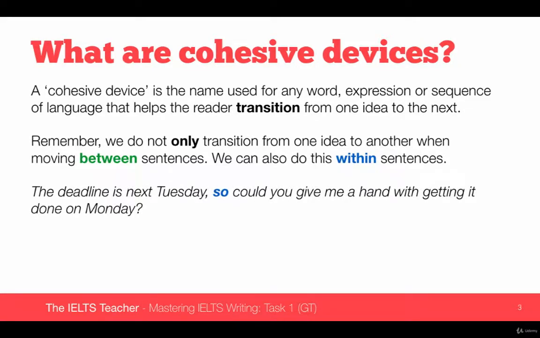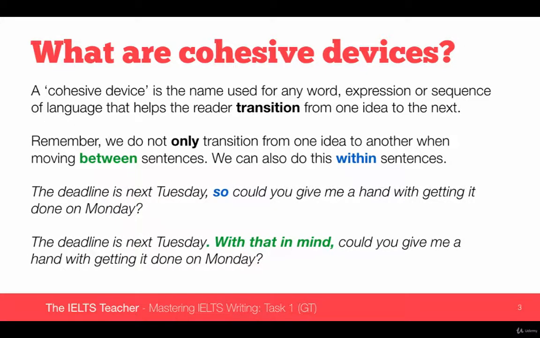For example, if we think about within sentences, here's an example. The deadline is next Tuesday, so could you give me a hand with getting it done on Monday? Okay, so you can see that's within a sentence and we've used the word so, a cohesive device here. Between sentences: the deadline is next Tuesday. With that in mind, could you give me a hand with getting it done on Monday? Okay, so the same message being communicated in both sentences, but we can use a cohesive device within the sentence or we can choose to use one between the sentences.